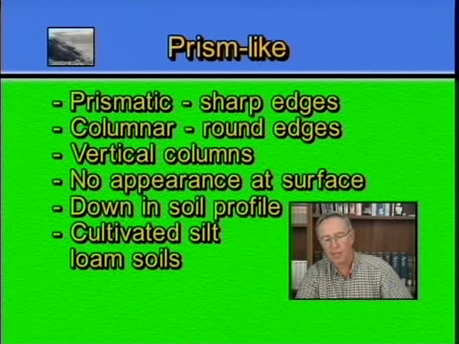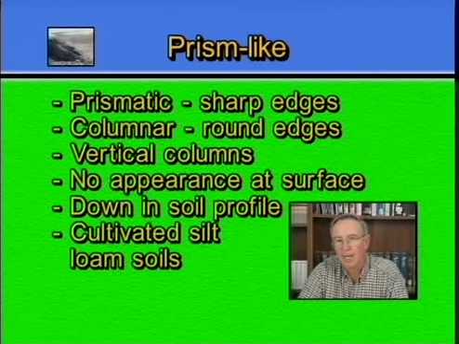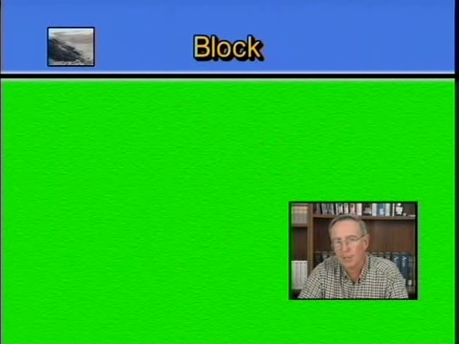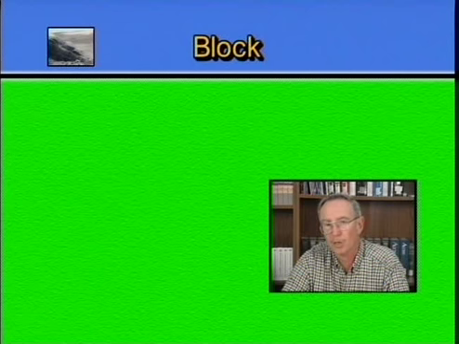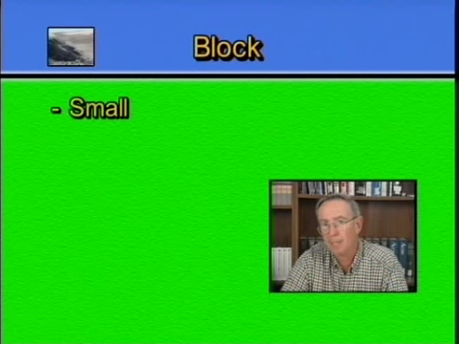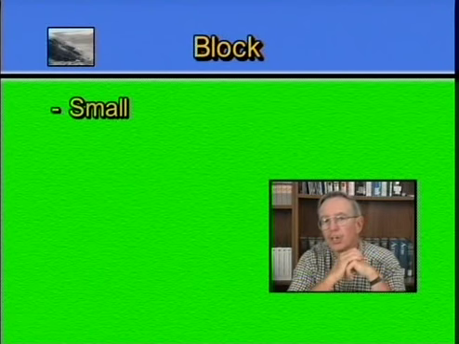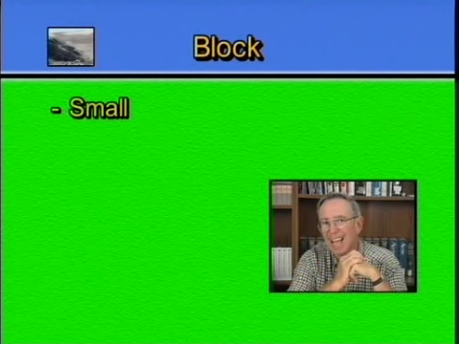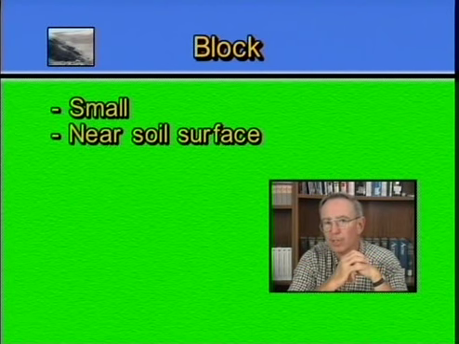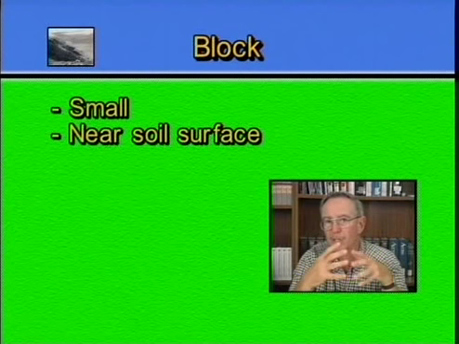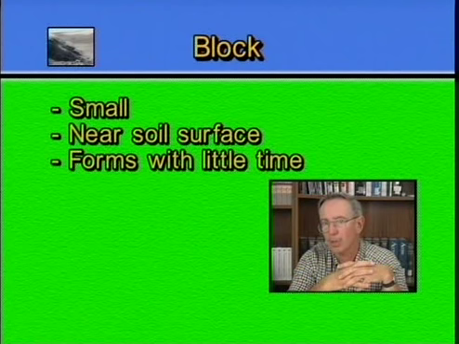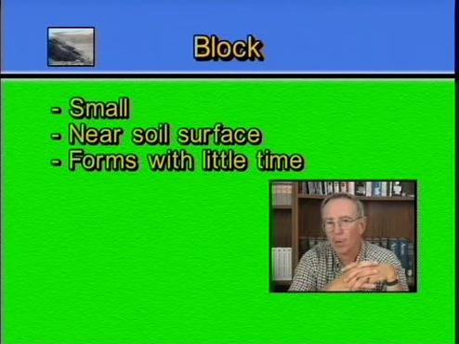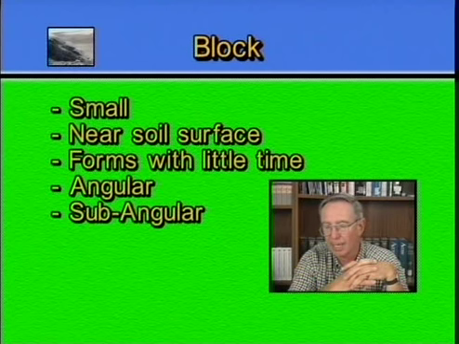Another type of soil structural unit is the block-like type of structural unit. Blocky or block-like types of structural units are smaller than are the prism-like ones. They can occur not at the soil surface, but near the soil surface. They don't require quite as much time and pressure overburden of the soil above for these types of structural units to form. The block-like ones are put into subcategories of angular or subangular blocky.